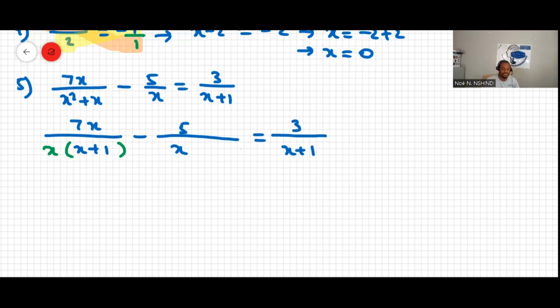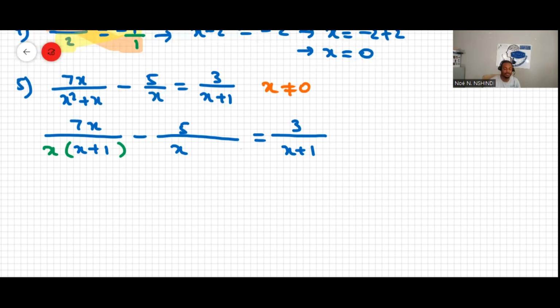Now, before we even talk about the LCM, let me state the condition or restrict the conditions: x cannot be equal to 0. Because if x is 0, we will have 0 in the denominators, and then the fraction will be undefined. Now that I set the condition, we can do the calculations.